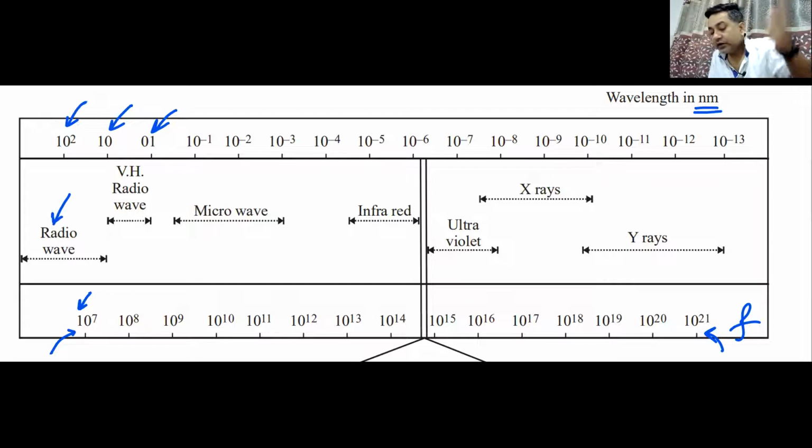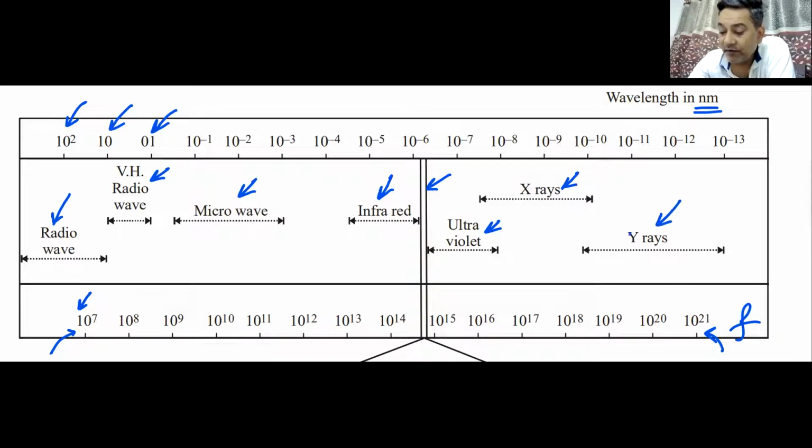So, largest wavelength is radio wave. Then we have VH, very high frequency radio wave. Then we have microwave. Then we have infrared and the visible light. This is the small region of visible light. Then you have ultraviolet. Then you have X-rays. Remember, this is decreasing order of wavelength. And then you have gamma rays. Gamma rays has the highest frequency and the lowest wavelength.